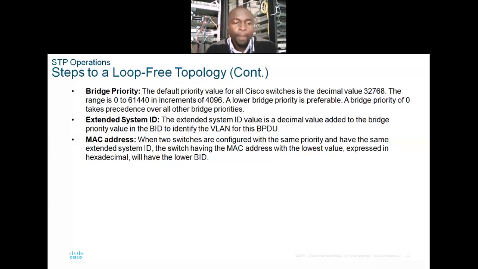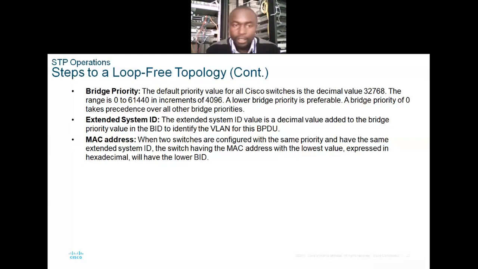When 2 switches are configured with the same priority, they have the same extended system ID. The switch having the MAC address with the lowest value expressed in hexadecimal will have the lower BID. So we are looking at 3 components that make up the BID: the bridge priority, the extended system ID, which has to do with the VLAN, and then the MAC address.